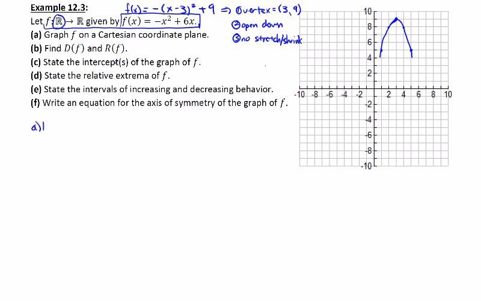So for part A, we've got the domain, which was given to us. That's just going to be all real numbers. The range is not given to us, but we can find that from the graph. Since this is opening down, it's going to be heading in the negative direction, unbounded. So we would start at negative infinity, and then the highest value that we would go to is positive 9. So negative infinity to positive 9.